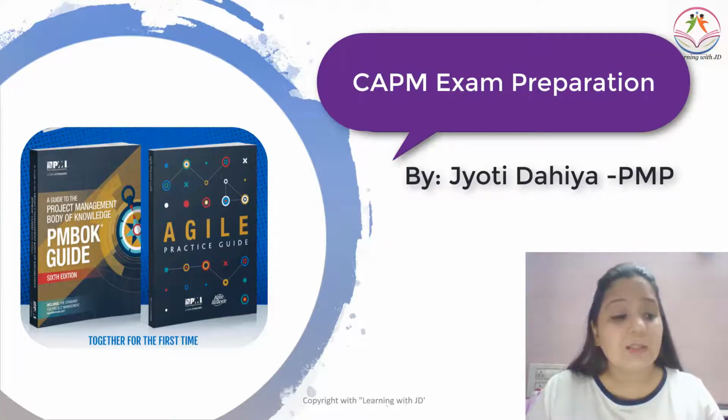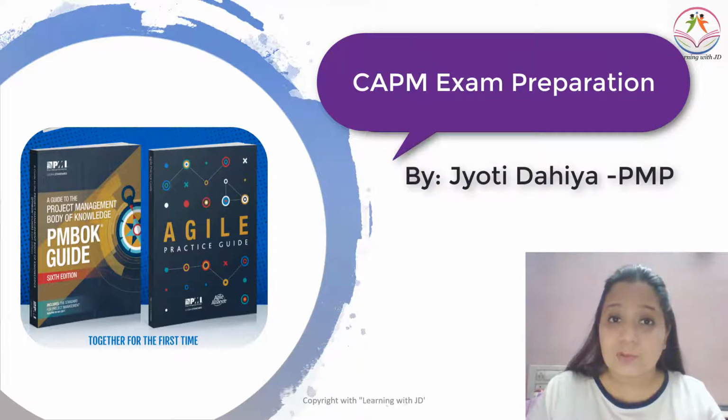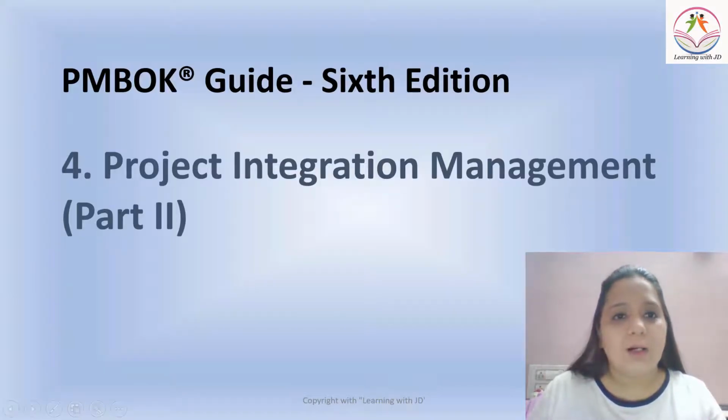So now that we've seen the first four processes of project integration management in the previous video, today we are going to talk about the next three, which are a part of monitoring and controlling and closure. So that's the scope of work for us today. All right, so as we know, we are working on the sixth edition of PMBOK right now, and we are on the project integration management part 2.